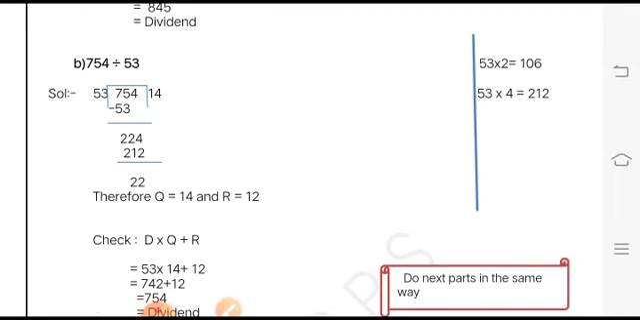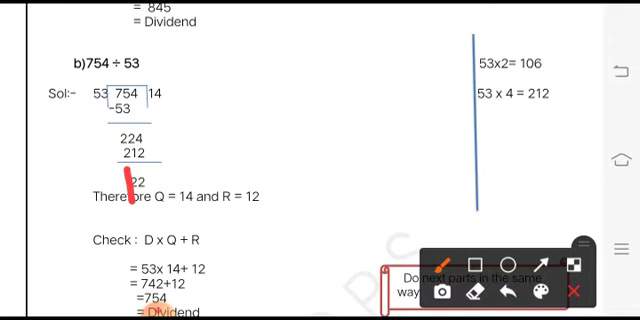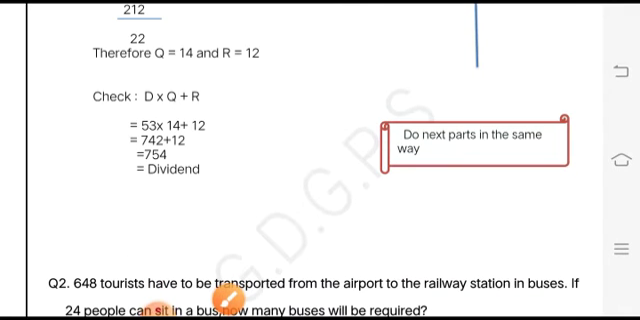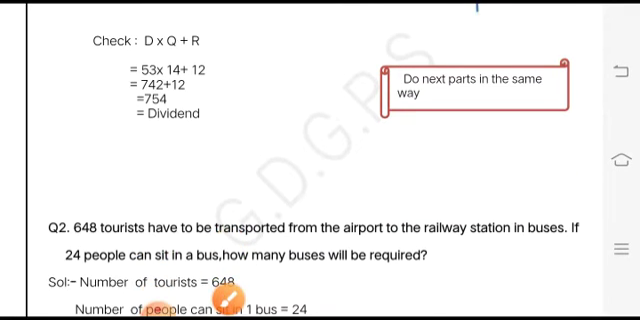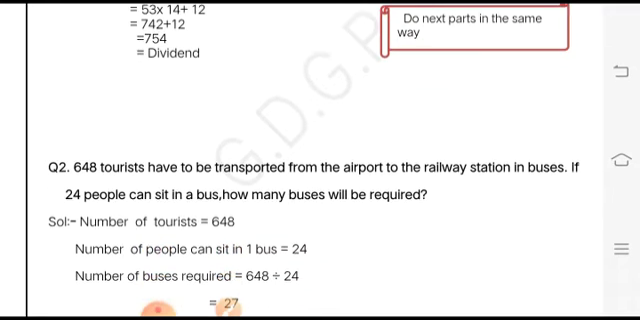Likewise, in B part, 754 is to be divided by 53, 14 is obtained as quotient and 12 as remainder. So in verification you can see that dividend has been obtained after multiplying 53 and 14, we get 742, and when we add 12 to it we get 754, that is the dividend. Other parts are to be done in the same way.